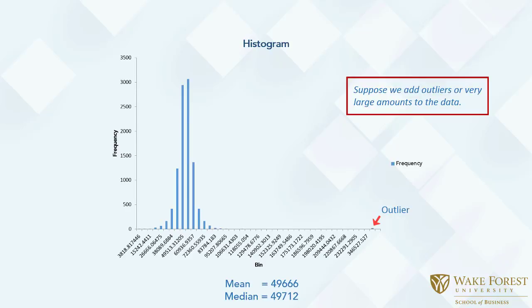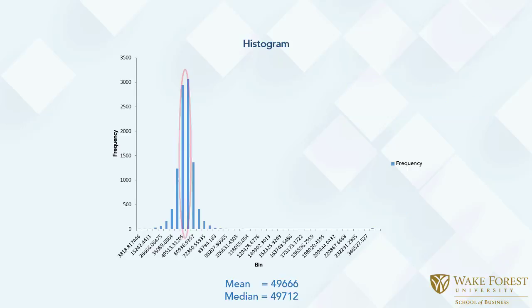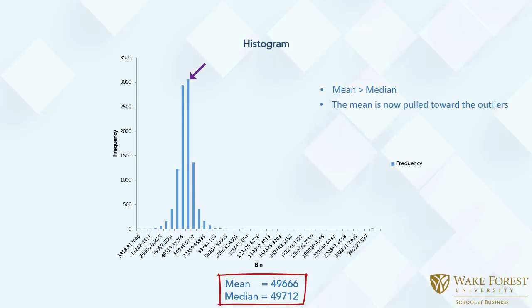One example might be income. Now you can see the majority of the data have a symmetric distribution, but now there are outliers on the histogram. You can see that the mean is now inflated. It is larger than the median. The mean is now pulled toward the outliers. Note that the median only changes slightly. The median does not move much when an outlier is added to the data set.